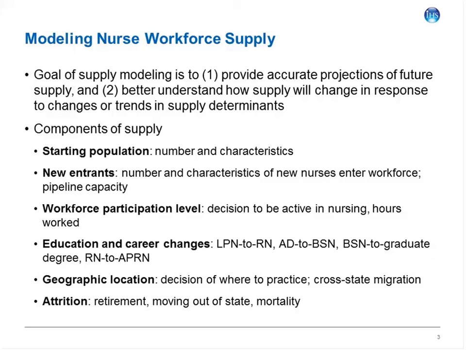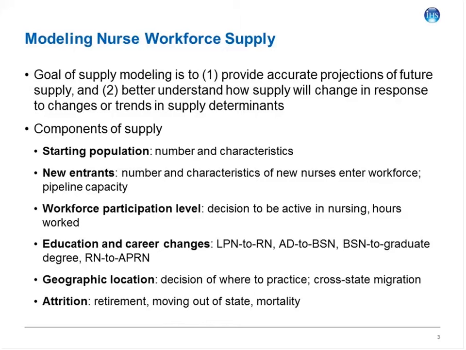In the model, we also look at career changes. In particular, each year a small portion of the LPNs might move into the RN supply. And we have within the RN supply some that might have an associate or a diploma degree that are moving to a baccalaureate degree, or those with the baccalaureate degree moving to a graduate degree. And then as mentioned, some of the RNs might transition out of the traditional RN workforce to become advanced practice nurses.